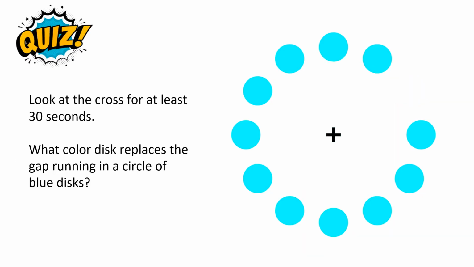It has been praised for being a striking visual illusion, and has been the subject of academic research. Look at the cross for at least 30 seconds. What color disc replaces the gap running in a circle of blue discs?